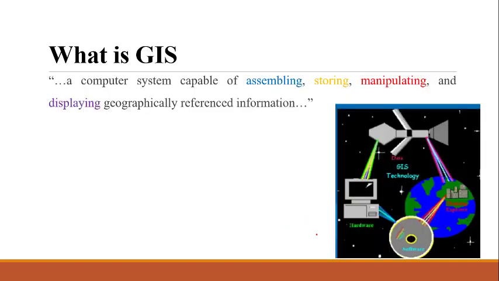A computer system capable of assembling, storing, manipulating, and displaying geographically referenced information is known as a GIS. Because GIS is incomplete without the computer, it is a computer system for assembling the data, then storing the data, then manipulating the data, and lastly displaying that data, which can be easily done with the help of a computer system.